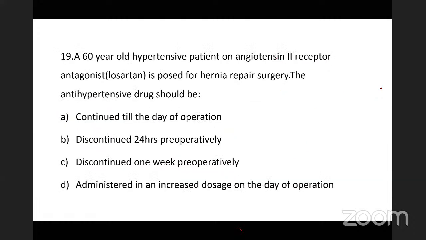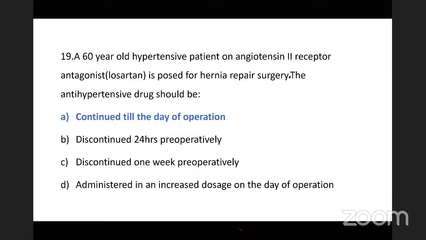A 90-year-old hypertensive patient on the antihypertensive drug Losartan is posted for hernia surgery. The antihypertensive drug should be continued till the day of operation, stopped 24 hours before surgery, stopped 1 week before surgery, or the dose increased on the day of operation? So whenever these drugs are there, antihypertensive drugs should be continued till the day of operation. This is the criterion. You have to continue it till the day of operation. Especially antihypertensive drugs have to be continued till the day of operation.